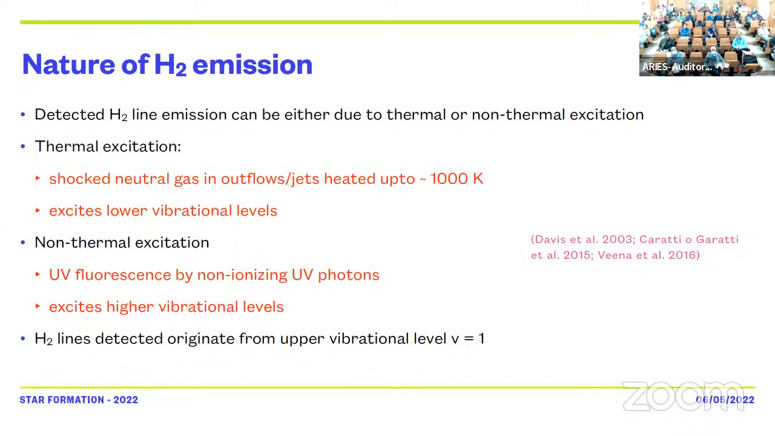So now we have detected several H2 lines, but what is the origin of these lines? Are they thermally excited, or not thermally excited? In the case of thermal excitation, the shocked neutral gas in the outflows or jets is heated up to 1000 Kelvin, and the molecular hydrogen is excited to lower vibrational levels. And in the case of non-thermal excitation, the excitation is due to UV fluorescence by non-ionizing UV photons, and the molecules are excited to higher vibrational states. Now, in the case of both G12.42 and G19.88, all the H2 lines have a low level of excitation, which suggests that they have a thermal origin, and hence they are shock excited emission lines driven by protostellar objects.